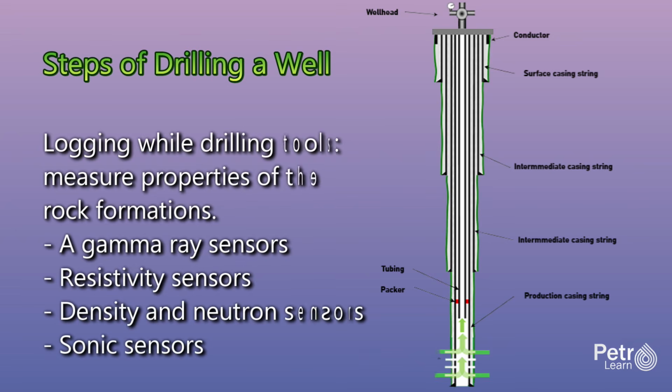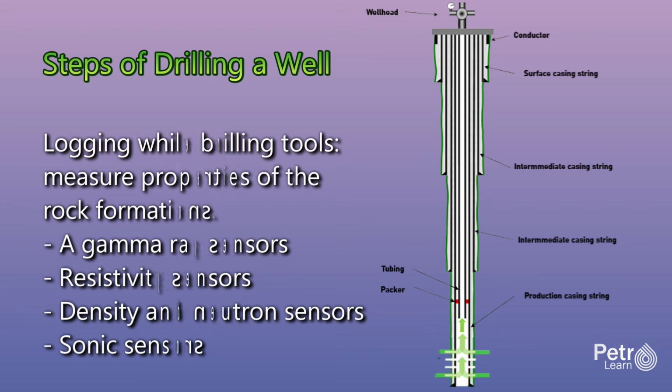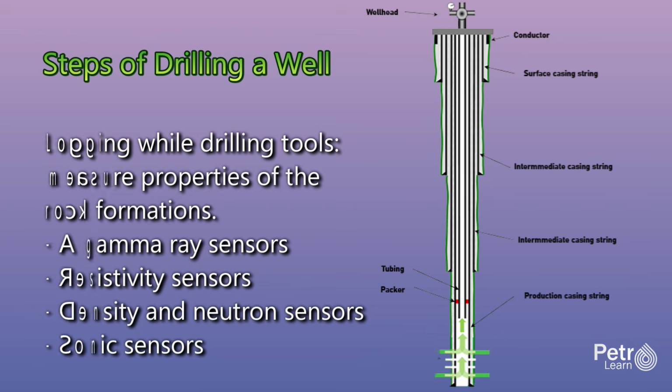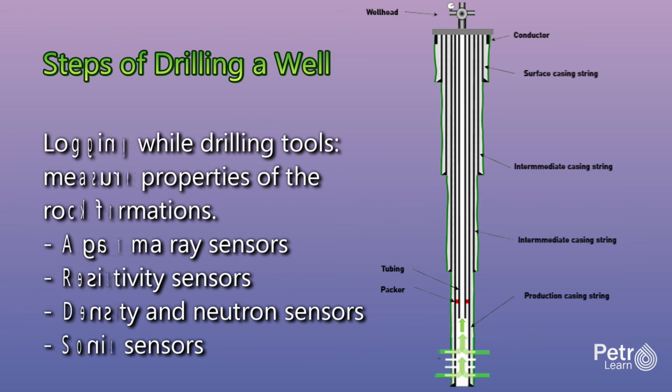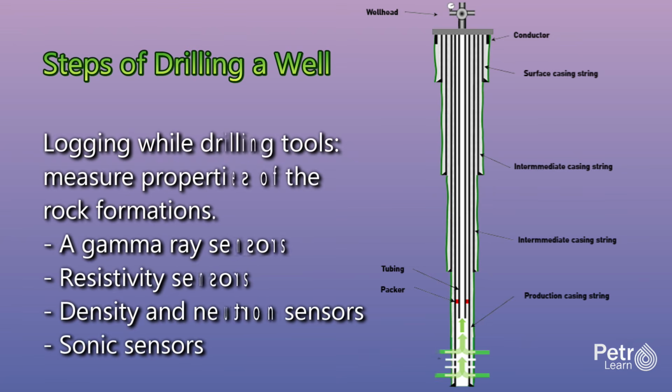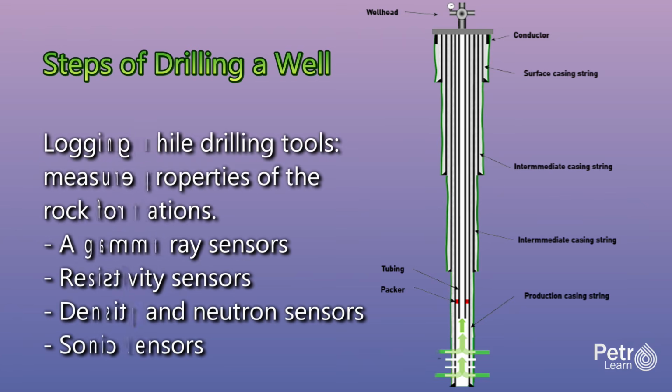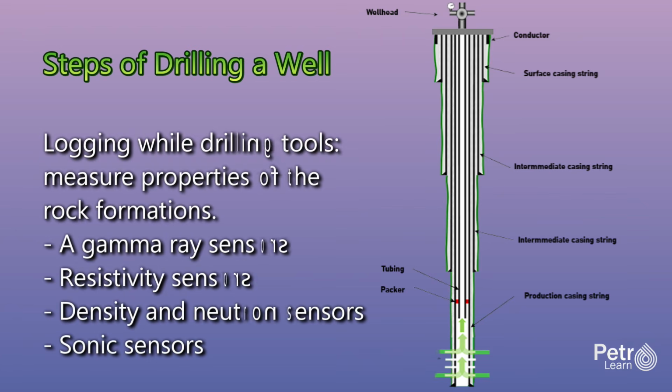Resistivity sensors measure the electrical resistance of the formation, which indicates whether pores are filled with conductive salt water or resistive hydrocarbons. Density and neutron sensors measure porosity, the percentage of void space in the rock. Sonic sensors measure compressional and shear wave velocities, which indicate rock mechanical properties. All this data is recorded downhole in memory and also transmitted to the surface in real time.